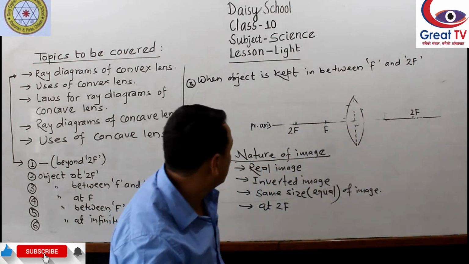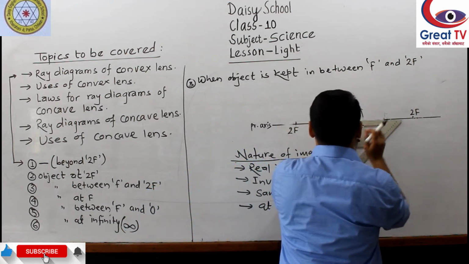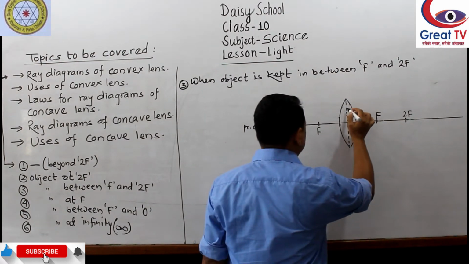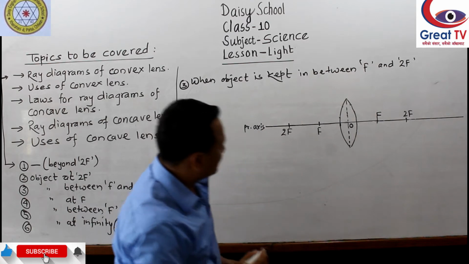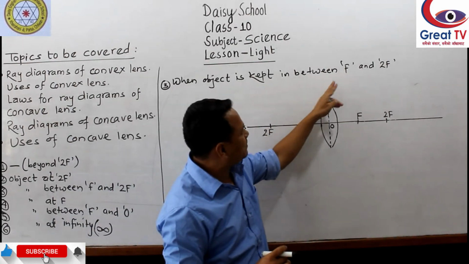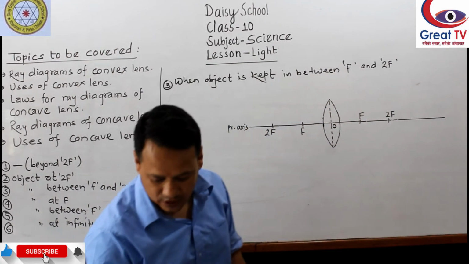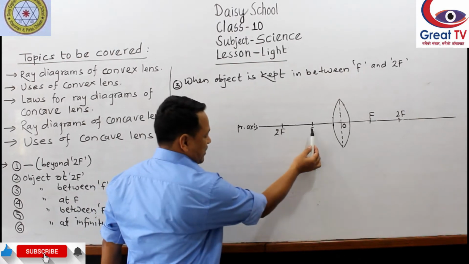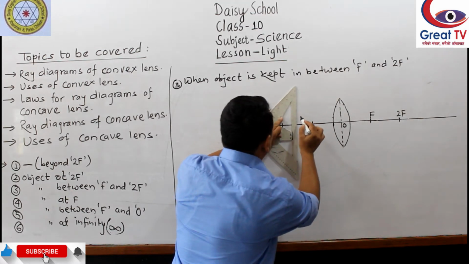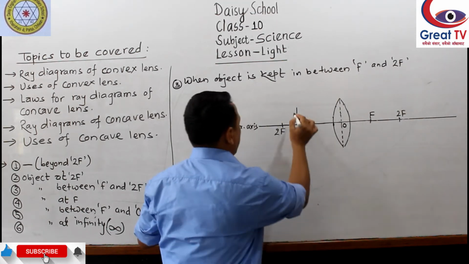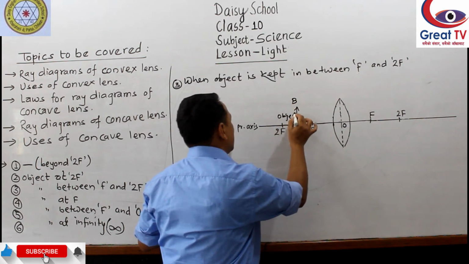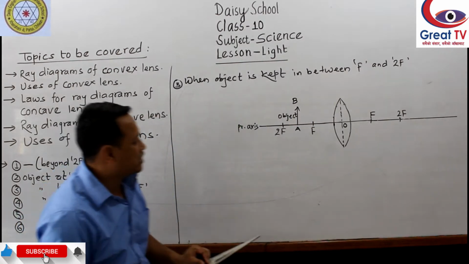So we are using the same diagram here. Now the third ray diagram, when the object is kept between F and 2F. F is here, 2F is here. Between means you can keep it nearly at the center. This is the object AB. The rules are the same, you can use the same rules here.